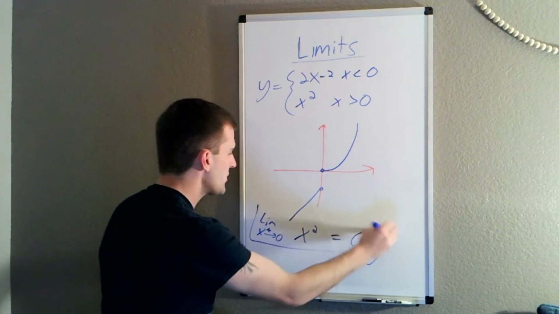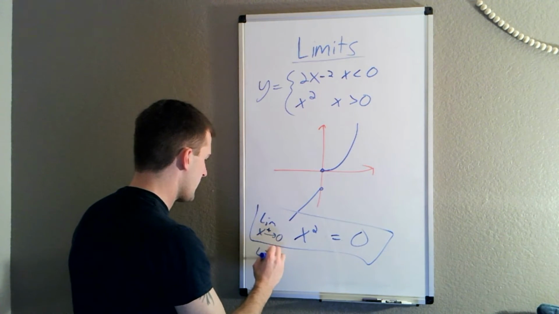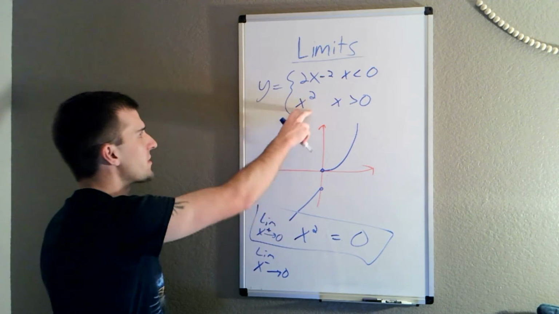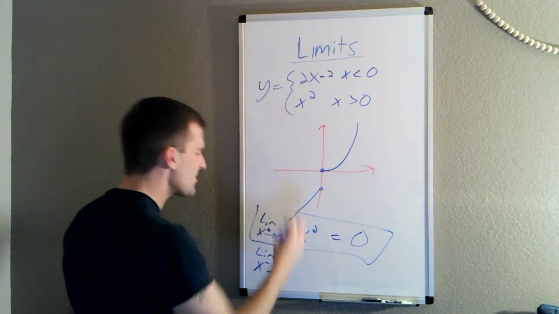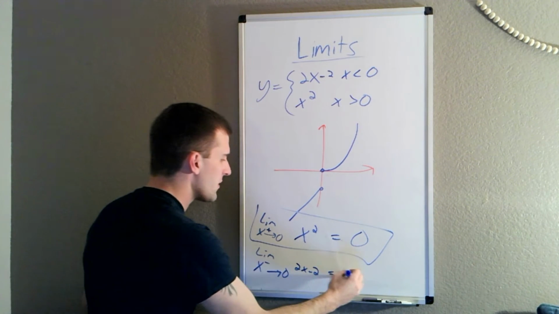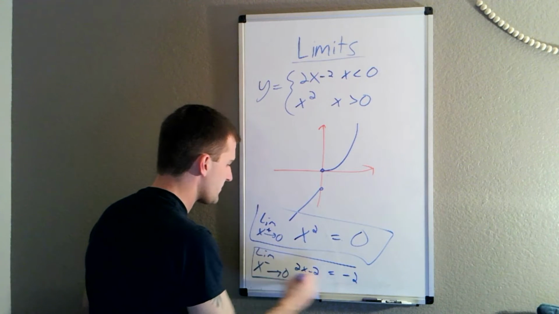So that's one solution. The other one, limit as x approaches 0 from the left, and we have to use the left-hand side. Oh, sorry, the left-hand side, 2x minus 2. We plug it in, and we find it approaches negative 2.